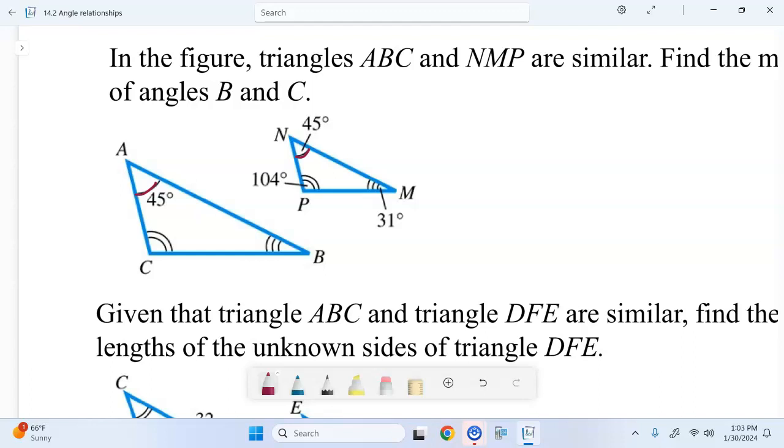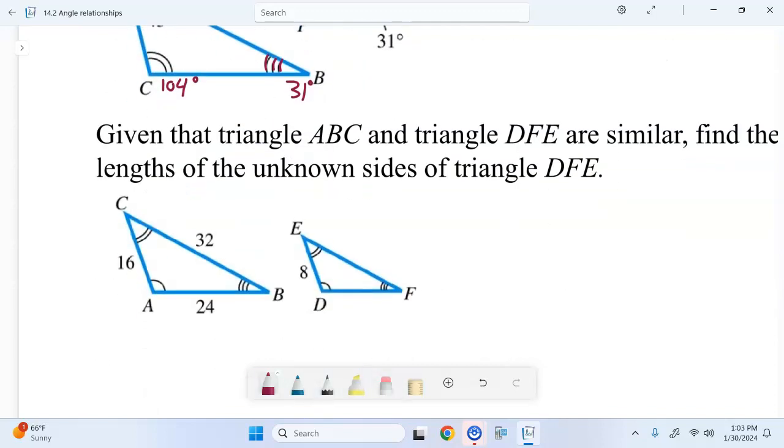What angle corresponds with M? How do we know? It's got the 3 lines. So what's the measure of angle B? 31 degrees. Which angle corresponds with C? P. What's the measure of angle C? 104.